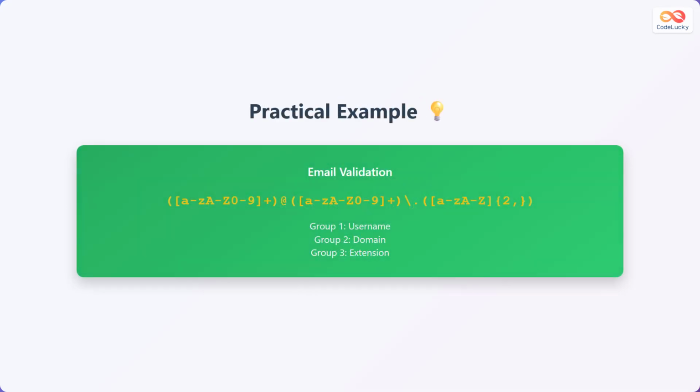Let's consider a practical example of how grouping can be used: email validation. The regular expression ([A-Za-z0-9]+)@([A-Za-z0-9]+)\.([A-Za-z]{2,}) can be used to validate email addresses. The username is captured in group 1. The domain is captured in group 2. The extension is captured in group 3.